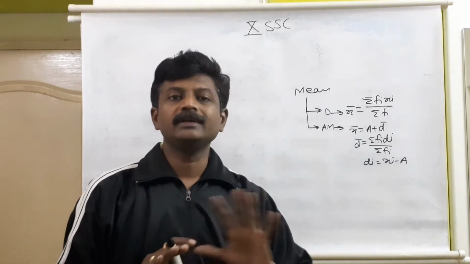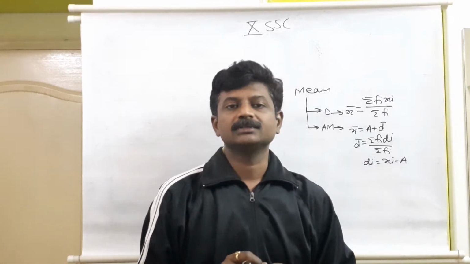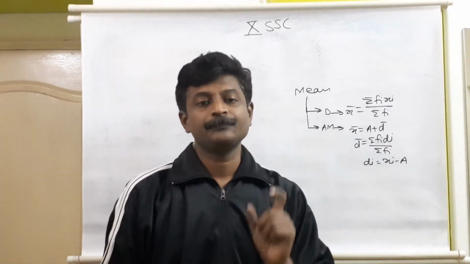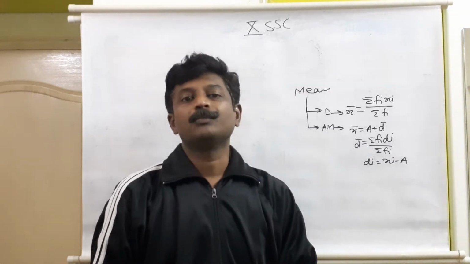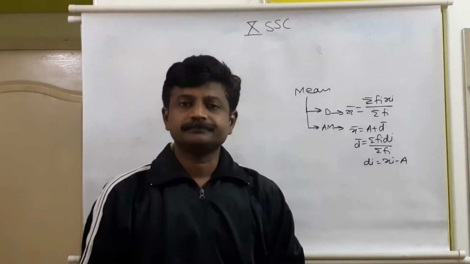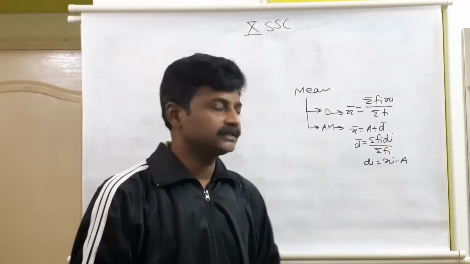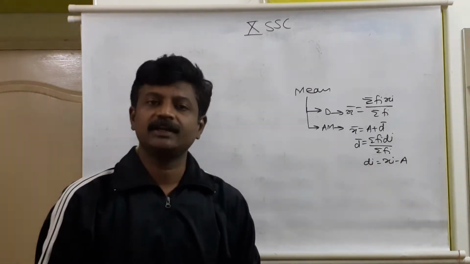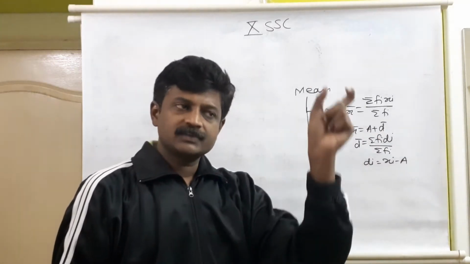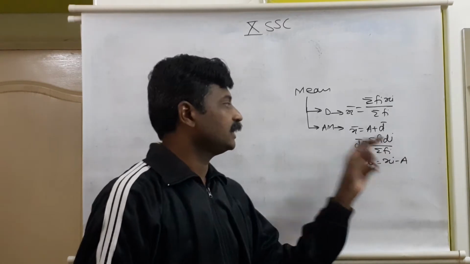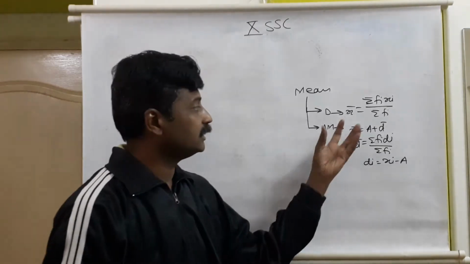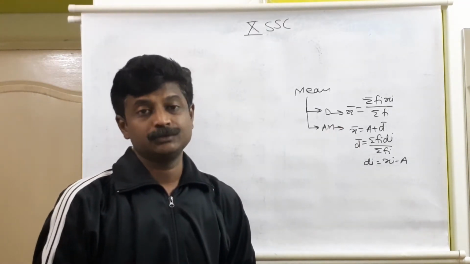So to avoid negative signs and negative numbers, if we want everything positive, then consider the first xi as a. Then all the terms will be positive, and no negative will come in the calculation. So a is the assumed mean, xi is the class mark of every class, and the difference between them gives di, the deviation. The product of frequency and deviation column gives fi di. Summation of fi di upon summation of frequency gives the mean deviation, that is d bar. Finally a plus d bar is the mean by the assumed mean method.